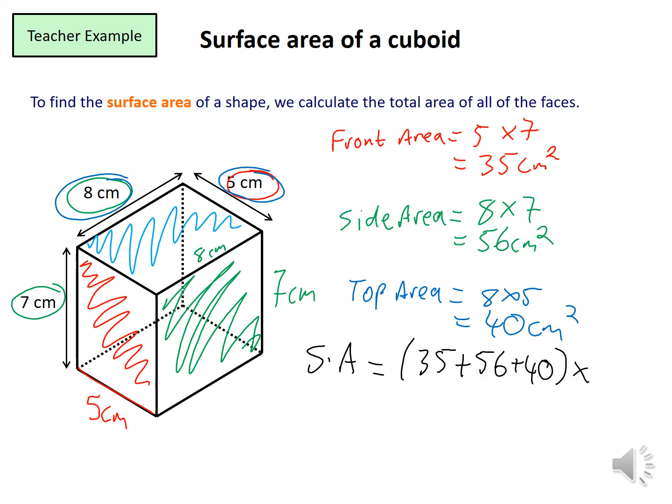And I'm going to times it by 2. Just to repeat, we're timesing it by 2 because for every front we have a back, for every side we have another side, and for every top we have a base. So if I take 35, add 56, add 40 and times it by 2, that should give us a surface area of 262 centimeters squared. Again, surface area is measured in units squared.